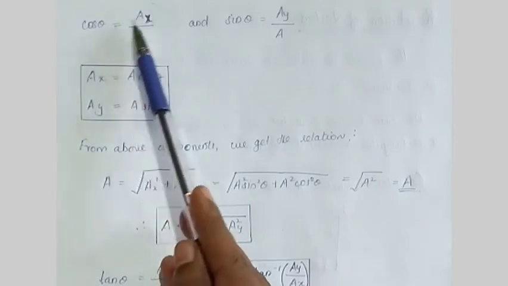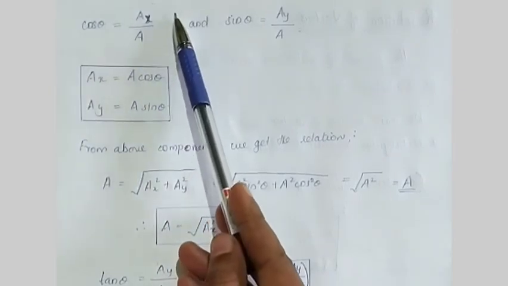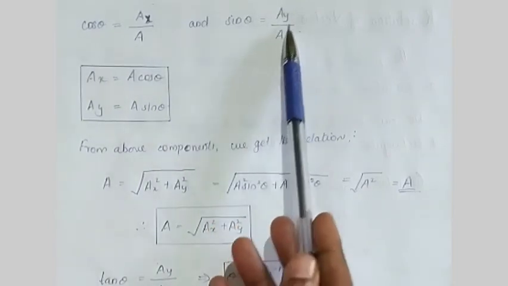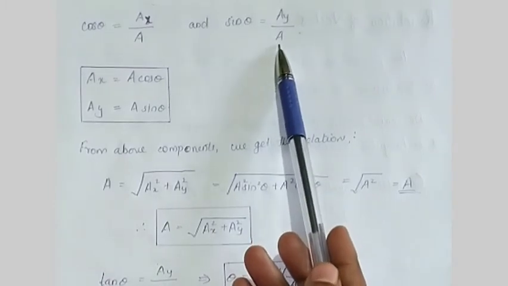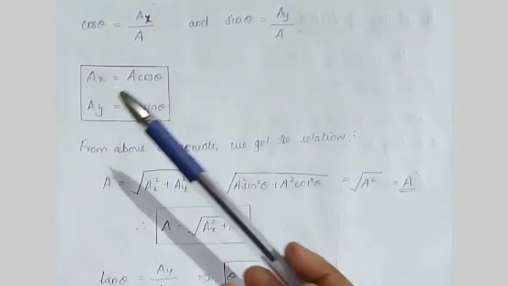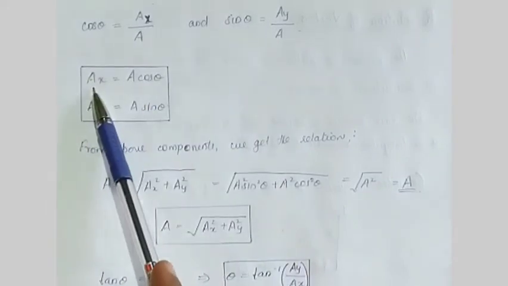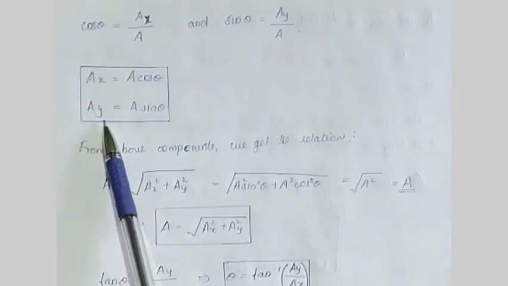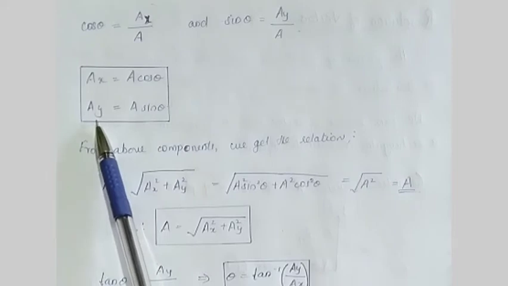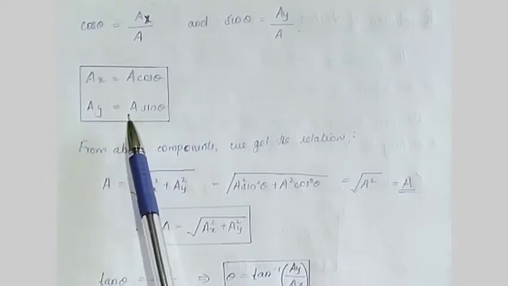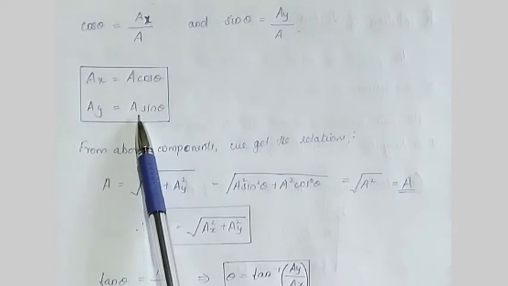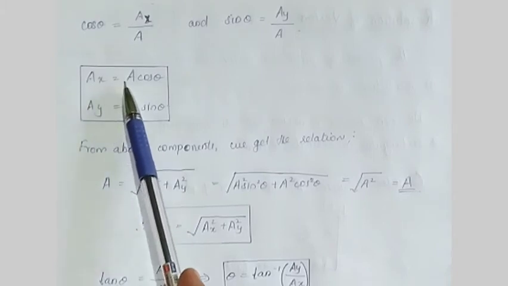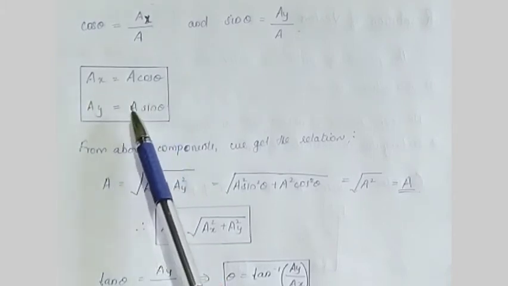Thus we can write cos theta is equal to AX by A, where AX is the x component and A is the magnitude of vector A, and sin theta is equal to AY by A, where AY is the y component and A is the magnitude of vector A. And from these two we can write AX, the x component of our vector, as A cos theta, and AY is equal to A sin theta. The y component AY is obtained as A sin theta. So thus we resolved a vector A which is making an angle theta with the x-axis into its x component AX equal to A cos theta and y component AY equal to A sin theta.